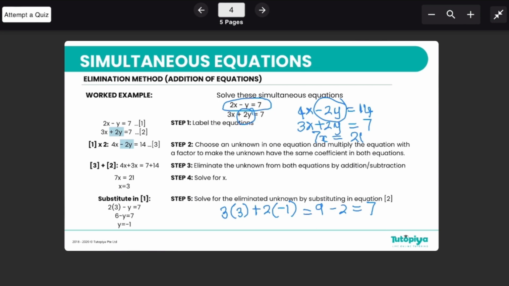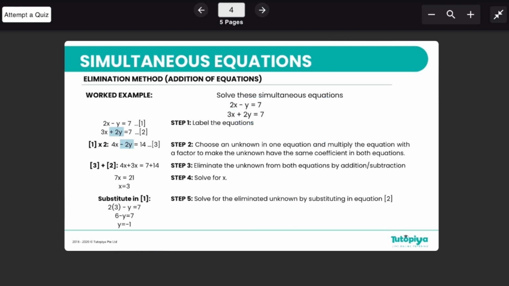So an important thing to remember is what constant you have to multiply by so that the two terms can cancel each other off. That is one. And the second thing to remember is, if the signs are different, in this case one of them was negative 2y, one of them was positive 2y, that is the reason I added the two equations. If the signs were the same, that is if it was 2y and the bottom one was also 2y, then I have to subtract the equations. So different signs you have to add, same signs you have to subtract.